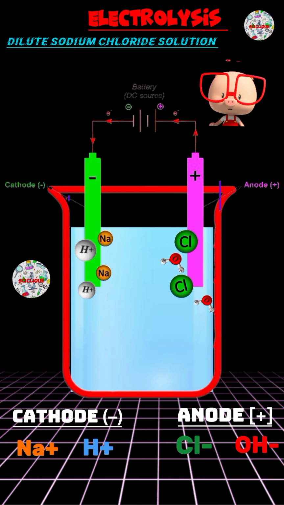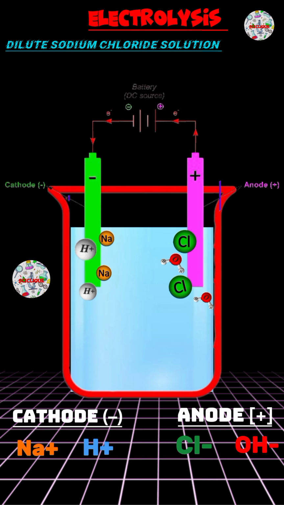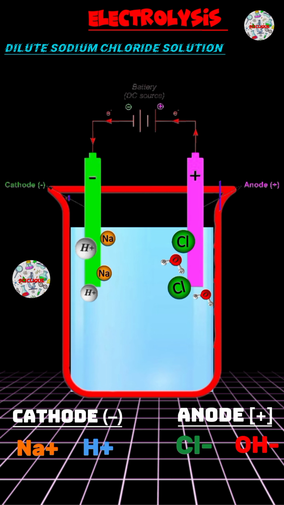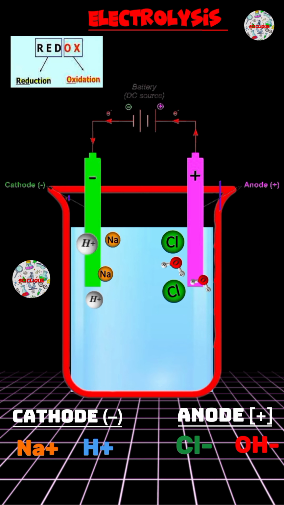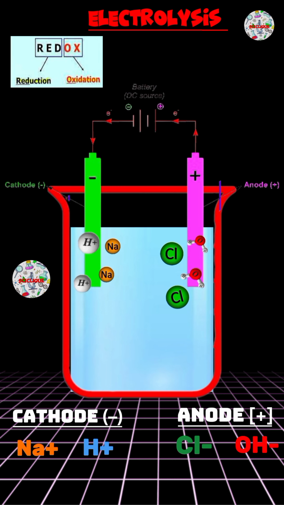Now once we've established which ions are going to be at the anode and cathode, our next step is determining which ions are going to be discharged. You know, which ions are going to gain or lose electrons. One thing that you need to remember is that electrolysis is a redox reaction. So you're going to have reduction and oxidation taking place at the same time. Reduction involves gaining of electrons, oxidation the loss of electrons. So the electrons that are lost at the anode are the ones that will be gained at the cathode.